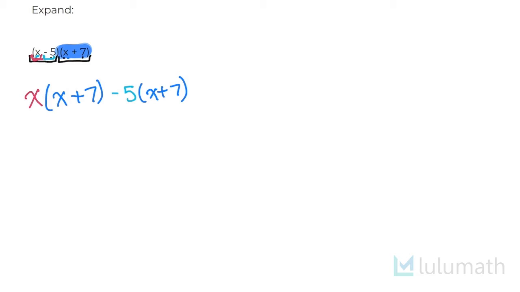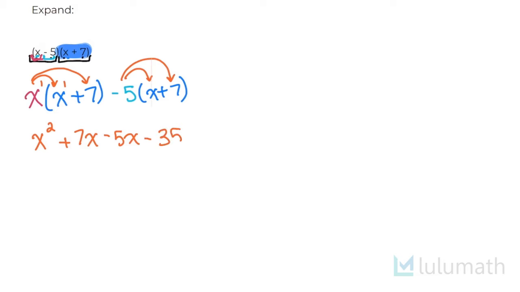So I would distribute x to x and I would end up getting x to the power of 2, because remember, x to the power of 1 times x to the power of 1, add your exponents, you get x to the power of 2, plus x times 7, which is 7x. Then we're going to take this negative 5 right here and multiply it by x, and I would get negative 5x. And then I would distribute negative 5 to the 7, and I would end up getting minus 35.